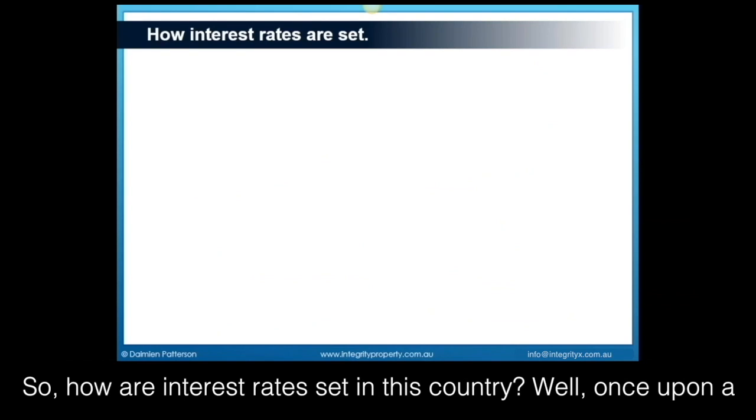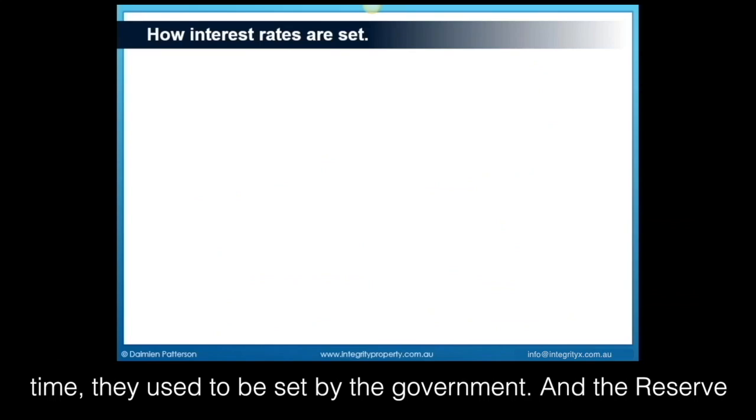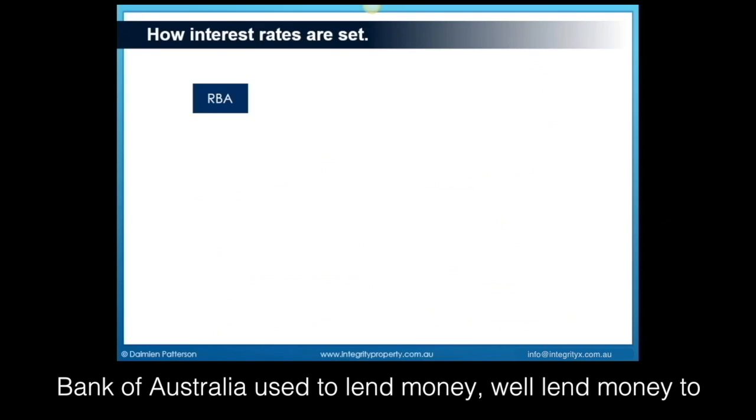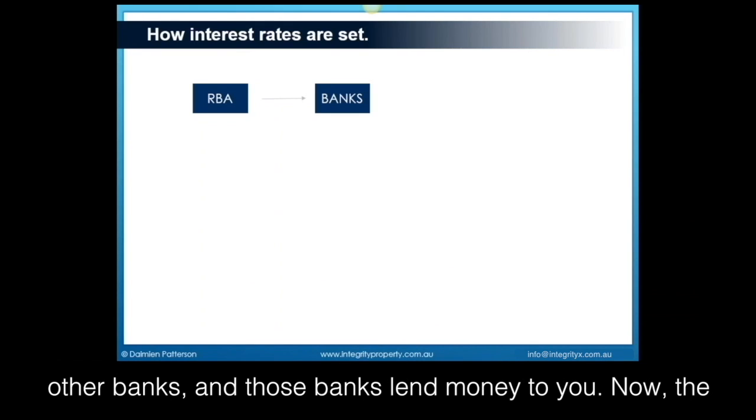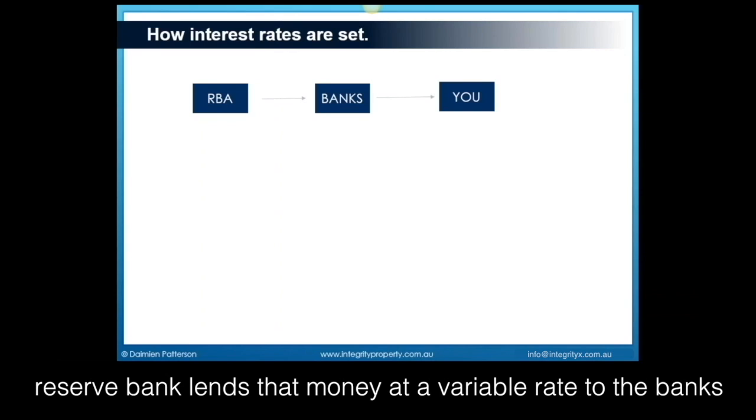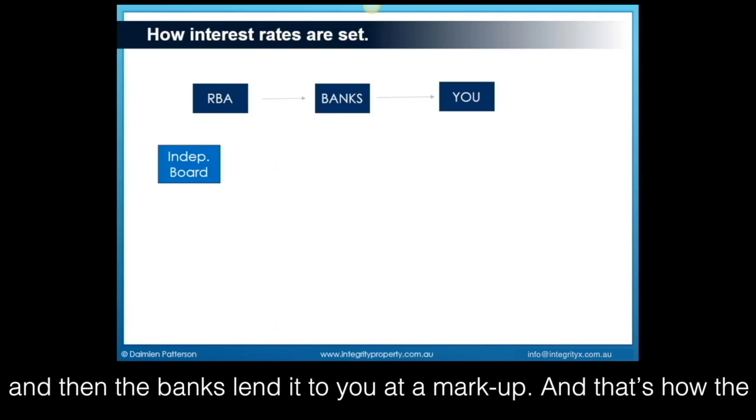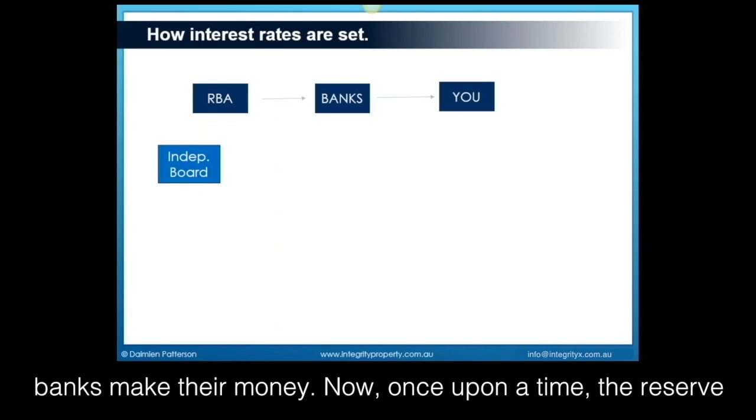So how are interest rates set in this country? Well, once upon a time they used to be set by the government, and the Reserve Bank of Australia lends money to other banks, and then those banks lend money to you. The Reserve Bank lends that money at a variable rate to the banks, and then the banks lend it to you at a markup, and that's how the banks make their money.